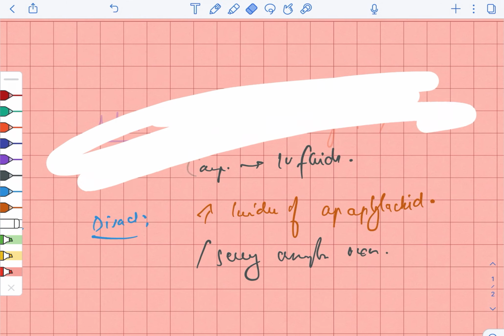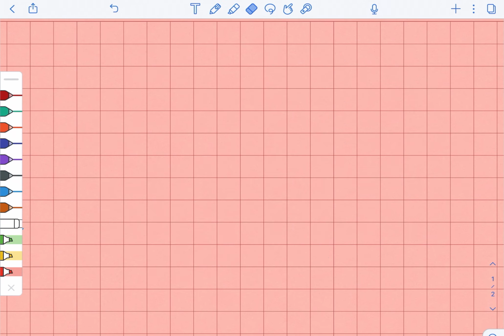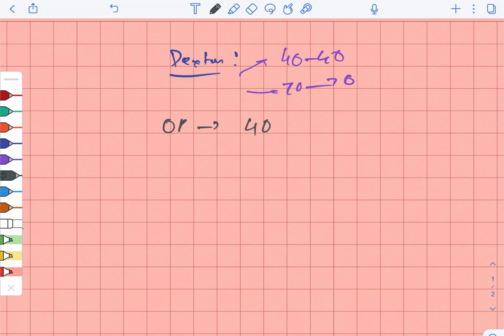Next, looking at the dextran. Now in case of the dextran, the molecular weight in case of dextran 40 is 40, and in case of dextran 70 it is 70. And looking at the oncotic pressure in case of dextran 40. Now the duration of effect is 6 hours. This is in case of dextran.